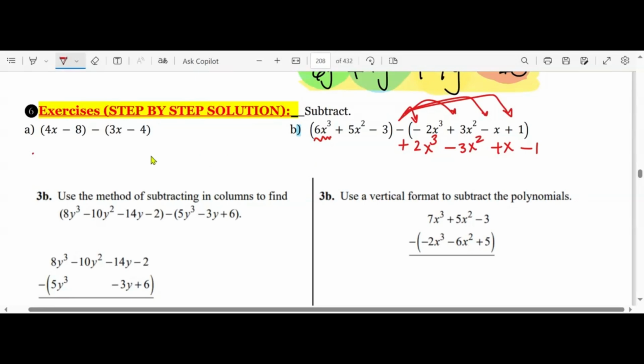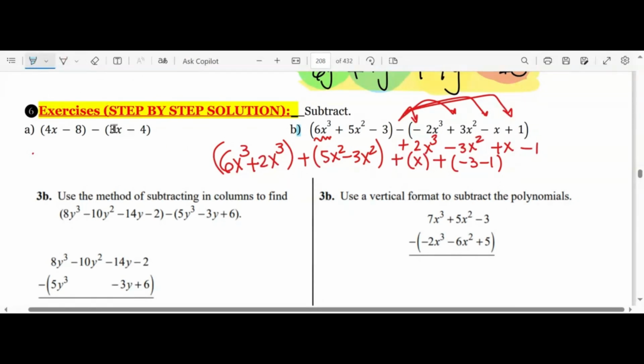Now I'm going to take the common ones. What is common here? 6x cubed plus 2x cubed together, 8x cubed. Plus 5x squared minus 3x squared, plus x because I don't have x here. Then minus 3 minus 1. Up to here is clear? Yes. So minus 3 minus 1, how much? Minus 4.